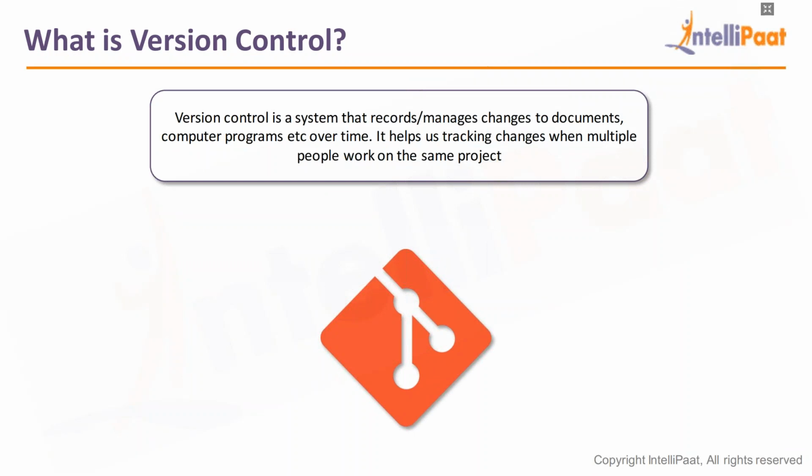So version control is the system that records and manages changes to documents, computer programs, etc. over time. It keeps track of changes when multiple people work on the same project. So as written over here, it is absolutely true that when multiple people are working in your team, it becomes completely mandatory that you save your code at some central location so that everybody can fetch the updated code from there, right? So it is a good way of collaboration when we use this version control system.